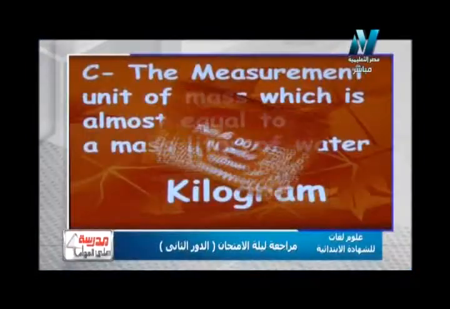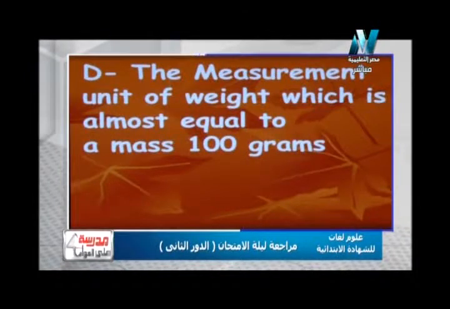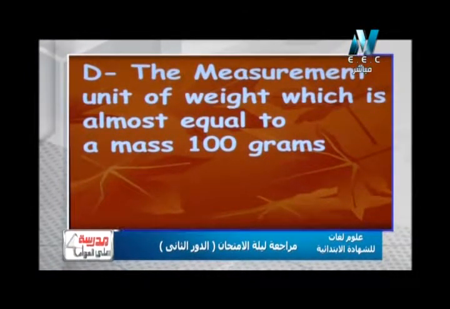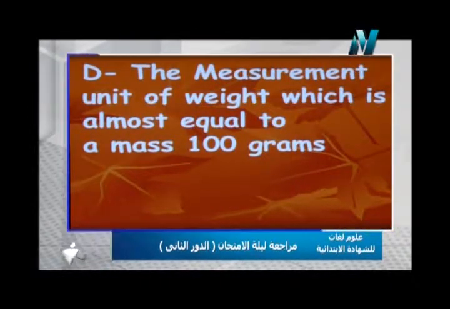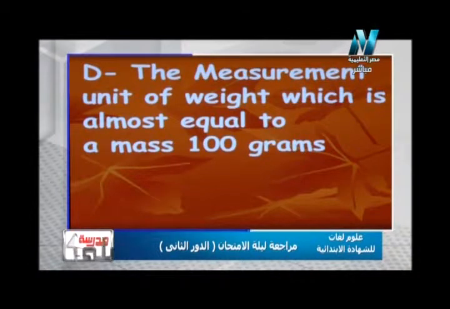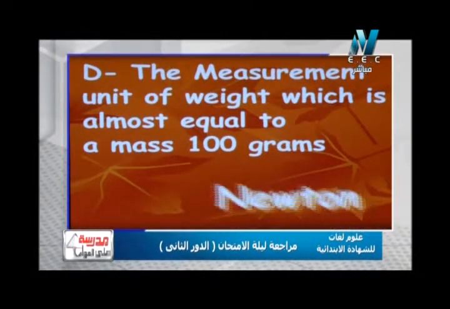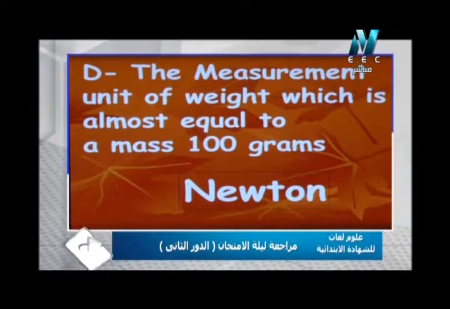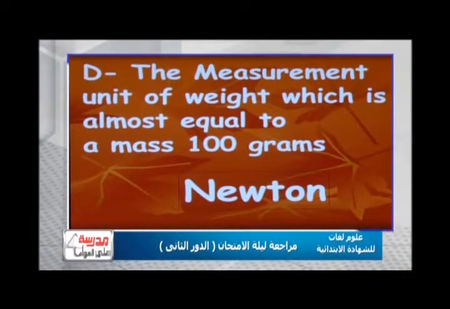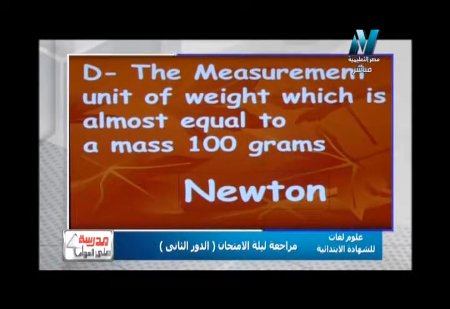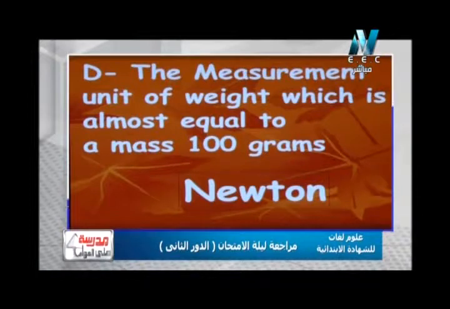So another question. The question says the measurement unit of weight, which is almost equal to a mass of 100 gram. We have only one measurement unit of weight, which is Newton, and it's also equal to 100 gram. We have only one unit to measure weight, and it's almost equal to 100 grams. So again, the measurement unit of weight, which is almost equal to a mass of 100 gram, it will be Newton.